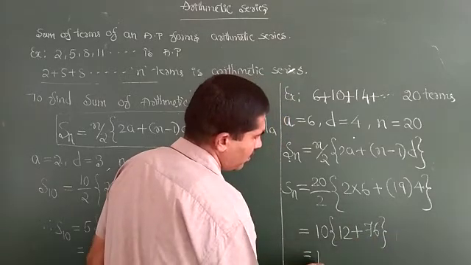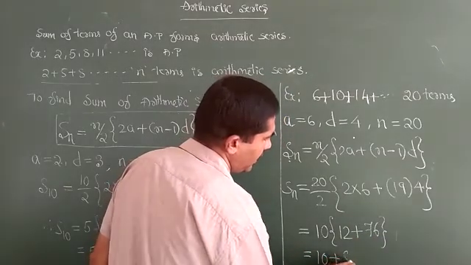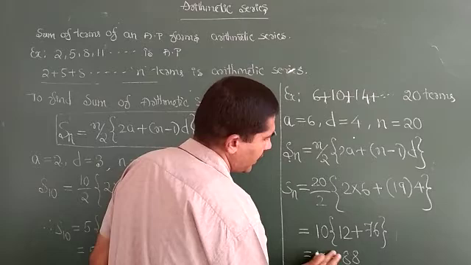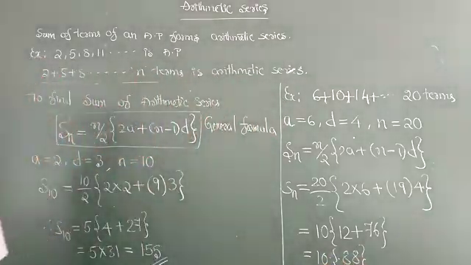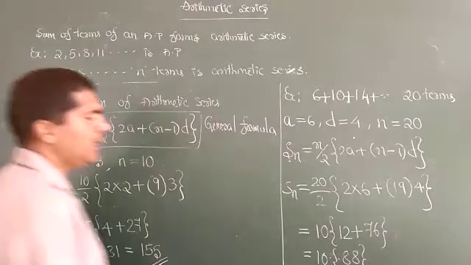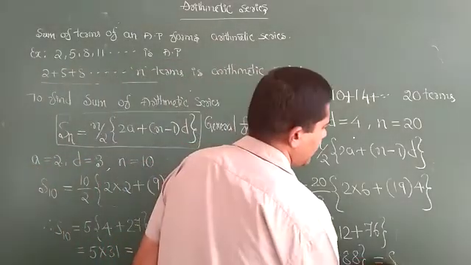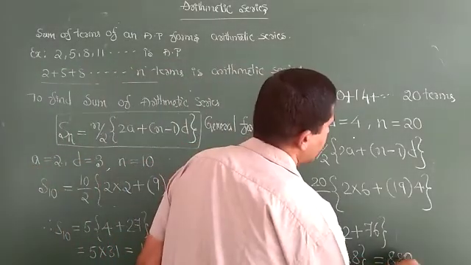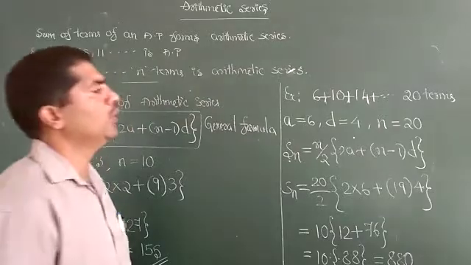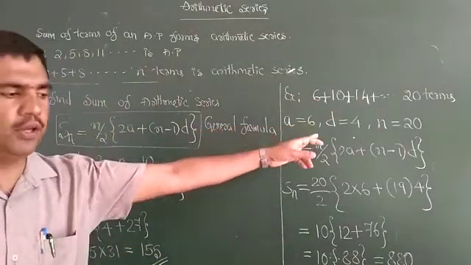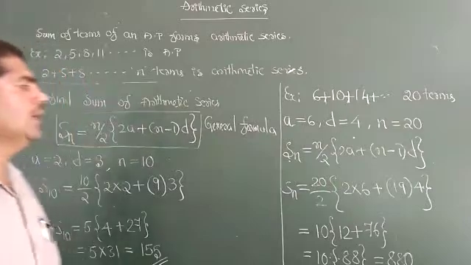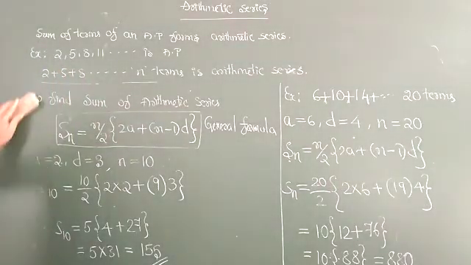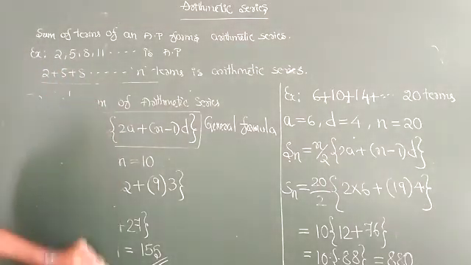So it is equal to 10 into 88, not plus. 12 plus 76 became 88. 10 into 88, you have got 880. So 880 is the sum of the first 20 terms of this given sequence. So in that way, you can find the sum of any arithmetic series by using this formula.